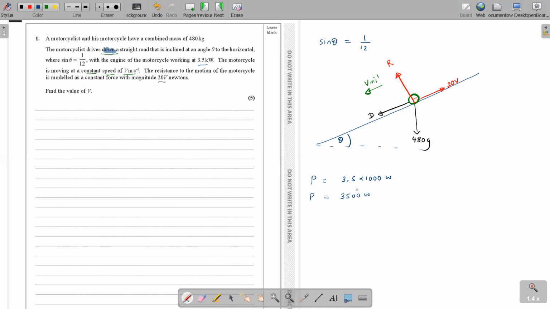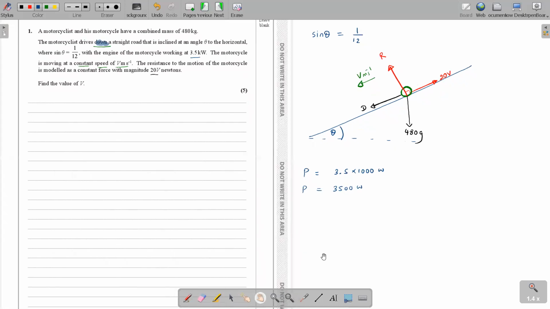Now tell me, what do we do here? When you see power, what's the equation that needs to come into your mind? Power equals... When it comes to the engine, we say power equals driving force into velocity. Can you all remember this? Power equals the driving force of the engine into the velocity.